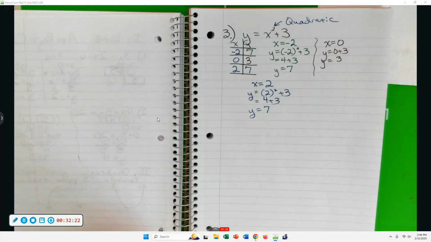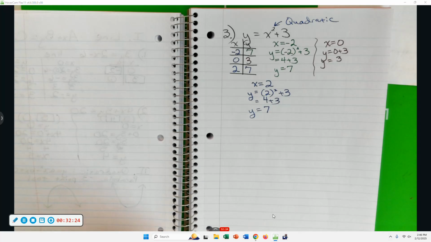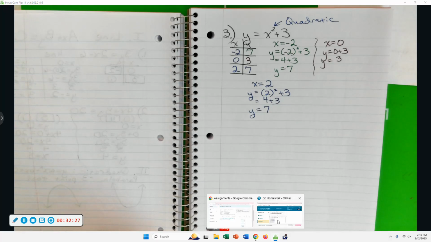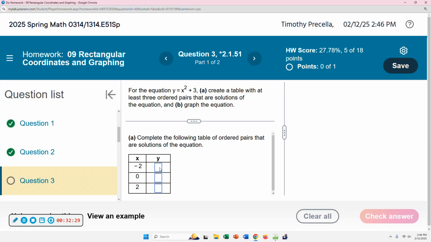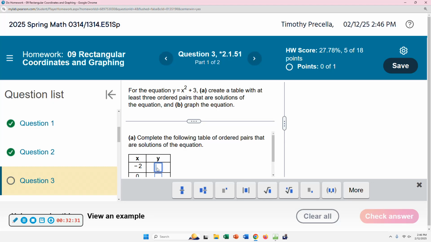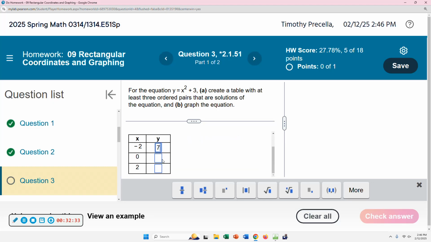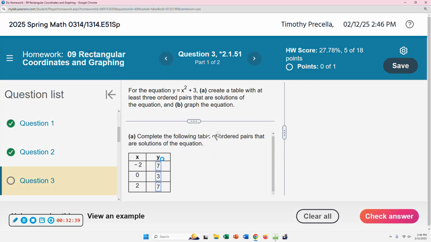Any questions there? We're just filling in the table first. Patch those numbers in there. 7, 3, and another 7. Check the answer.